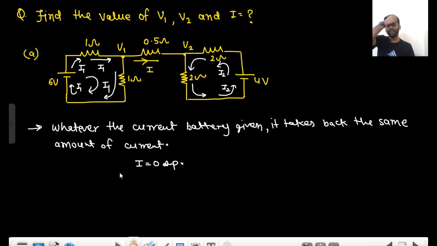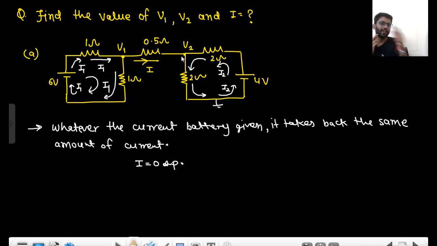Can you determine the value of V1 and V2? Is there any ground mentioned? We can assume any ground. Okay, we can assume any ground anywhere. If I assume ground here, what will be the potential of V1? The potential of V1 would be 3 volt, and the potential will be the same, so you will say potential of V1 equals V2 equals 3 volt. Now, if I assume ground here, what will be the potential of V2? That will be 2 volt, right?